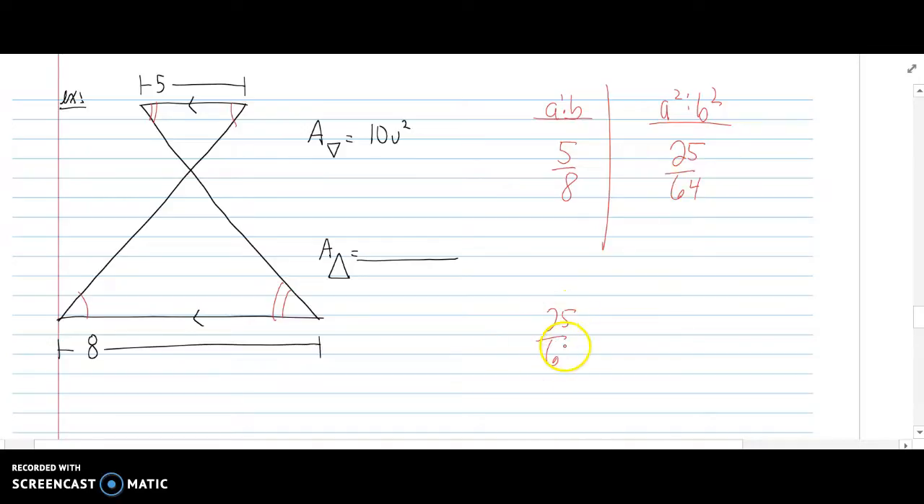We'll take that ratio, set it equal to the actual areas, 10 over A. We don't know the area for this one on the bottom. Cross multiply, and we're going to get 640 is equal to 25A. And if we solve that for A, we get exactly 25.6 units squared.